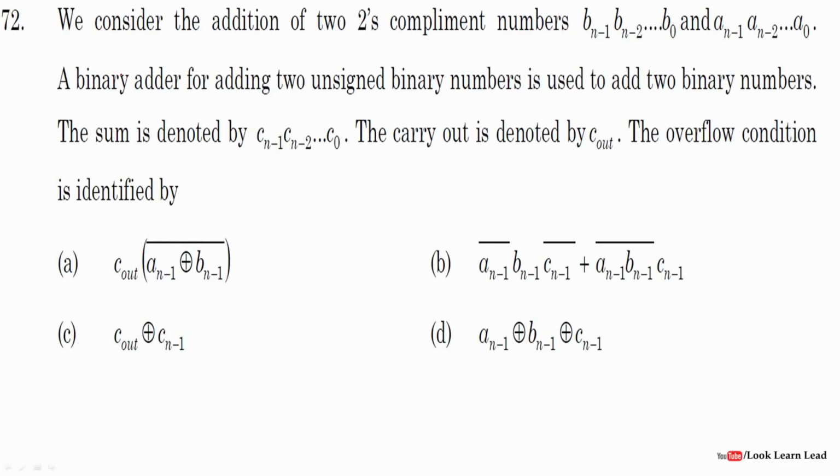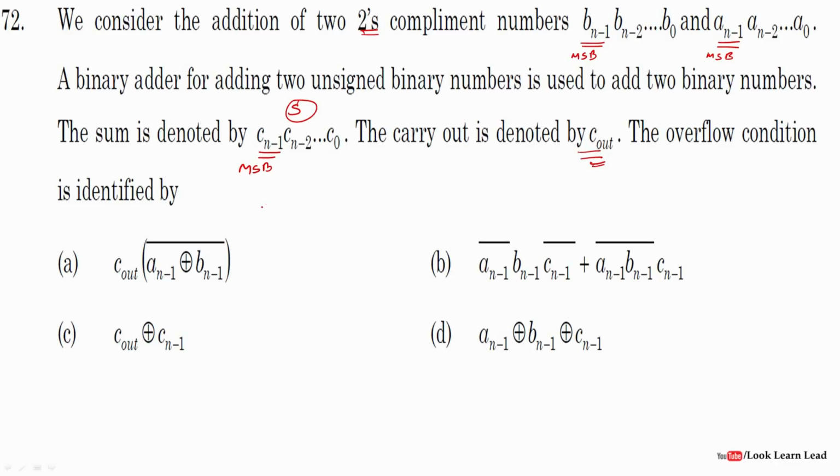Next question, we consider the addition of 2's complement numbers. There is a 2's complement addition we are performing. These are the 2 numbers. This is the most significant bit of both numbers, that is the MSB, and this is the least significant bit. A binary adder for adding two unsigned binary numbers is used to add two binary numbers. This is the sum, and this is the more significant bit of the sum. C out is the carry out, and the overflow condition is defined by.